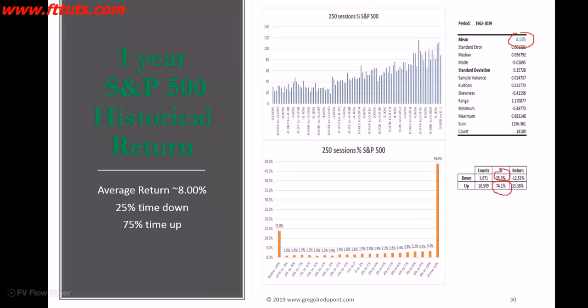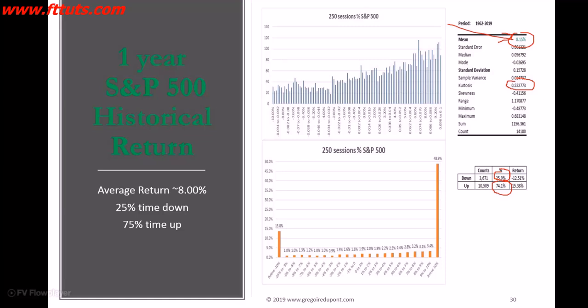What about the 1-year S&P 500 historical return now? Average return now is 8%. 25% of the time it will be down, 75% of the time it'll be up. Then the kurtosis is way below the 3, and the skewness is negative. So what you have here, the outliers will happen less often than in a normal distribution, as the kurtosis is at 0.5.